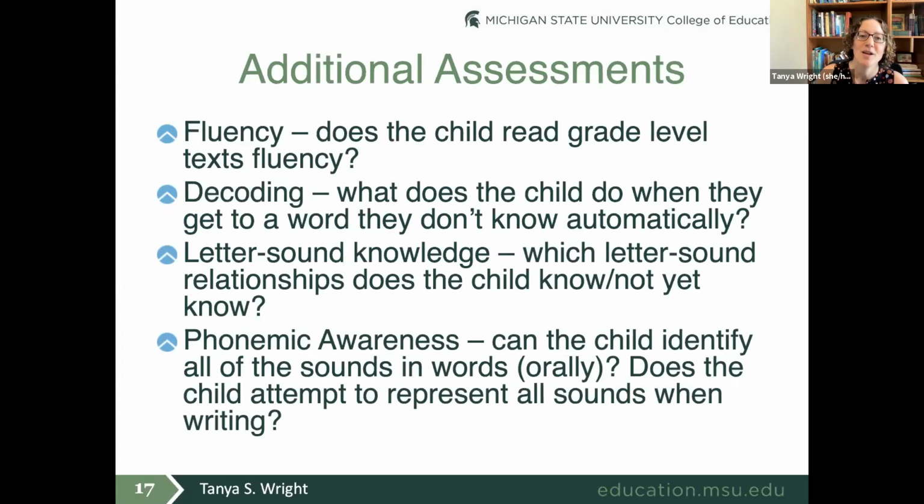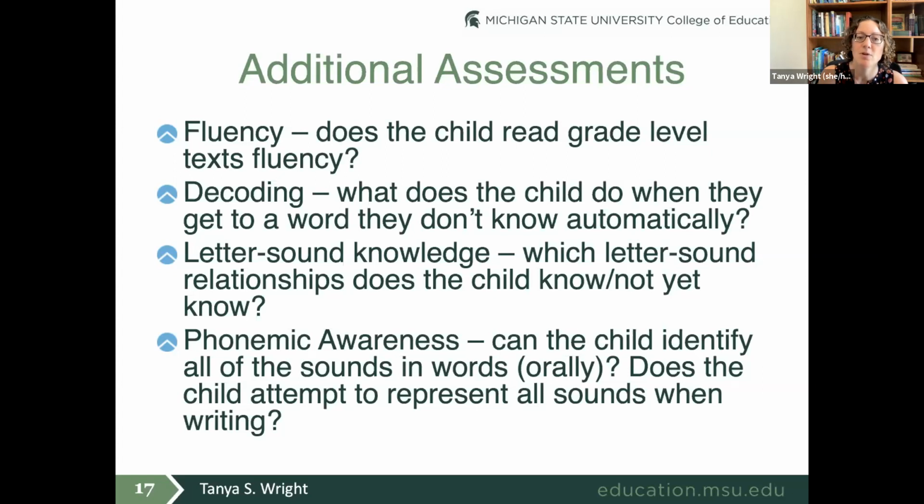I would want to know, does the child read grade level text fluently? Because fluency is part of foundational skills. Decoding: what does the child do when they get to a word they don't know how to read automatically yet? Okay, what are they up to? Letter sound knowledge: which letter and sound relationships does the child know and which do they not yet know? Right?